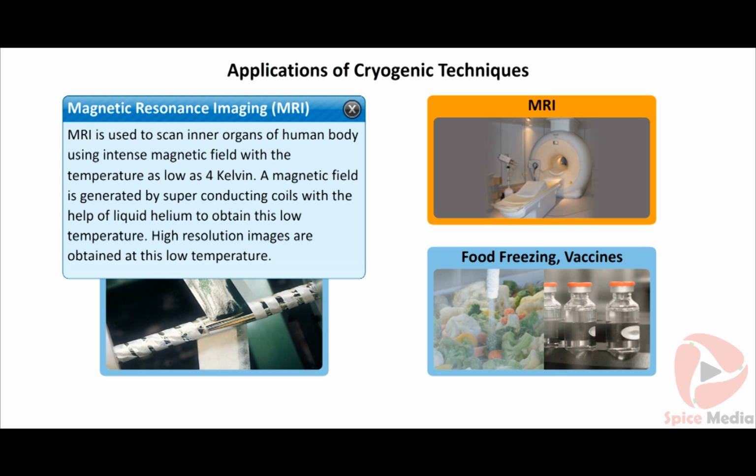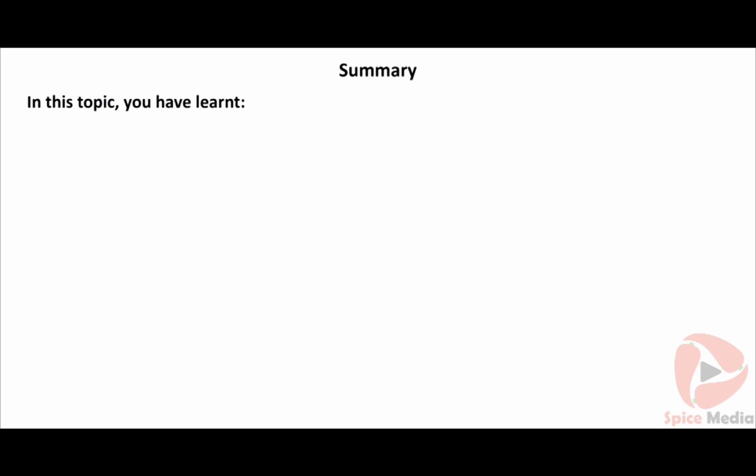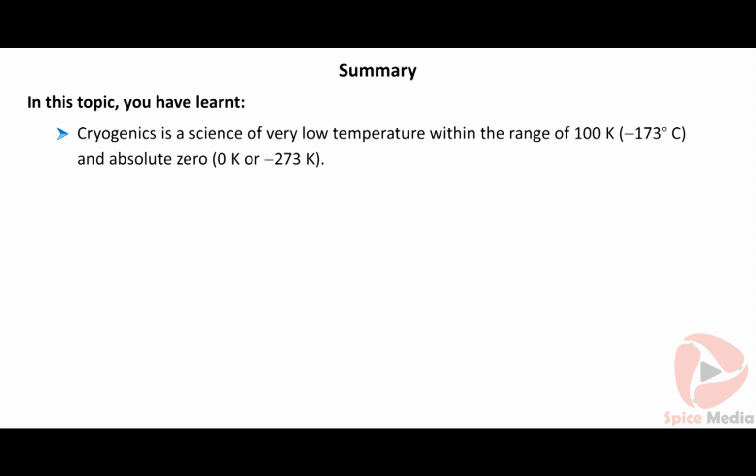Magnetic resonance imaging, MRI. MRI is used to scan inner organs of the human body using an intense magnetic field with a temperature as low as 4 Kelvin. A magnetic field is generated by superconducting coils with the help of liquid helium to obtain this low temperature. High-resolution images are obtained at this low temperature.